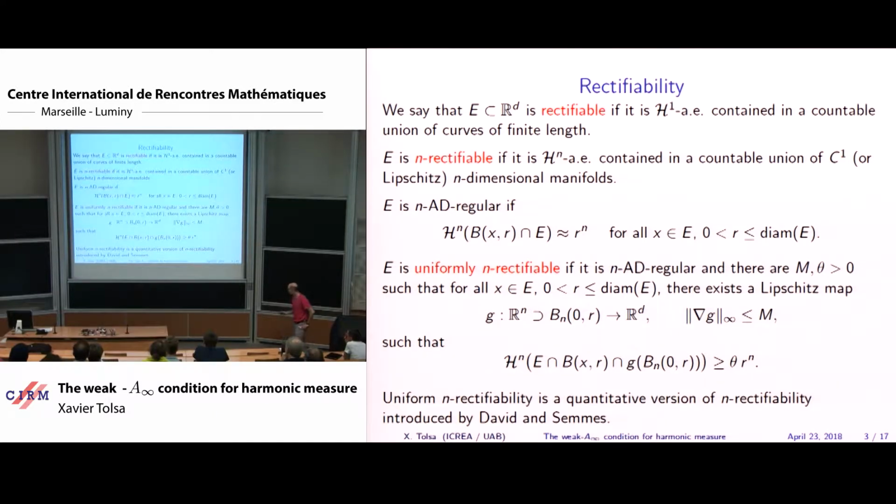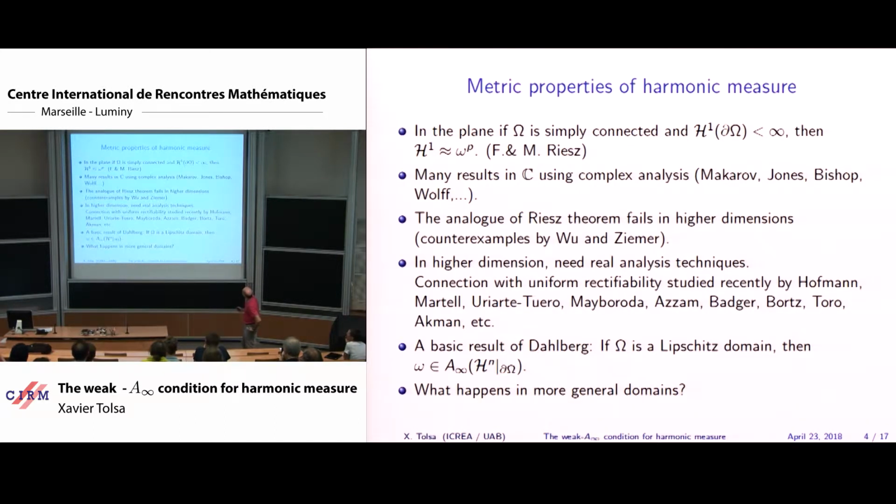This notion of uniform n-rectifiability was introduced by David and Semmes about 25 years ago or so, in order to study Calderón-Zygmund theory in some natural framework, and other connections. So now let's go to the relationship between Hausdorff measure, rectifiability, and harmonic measure.